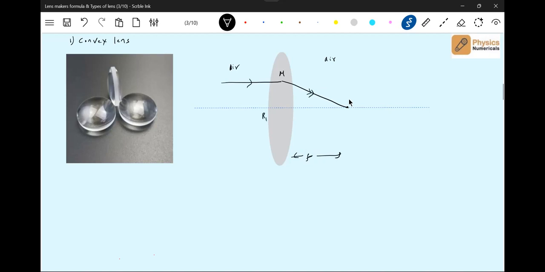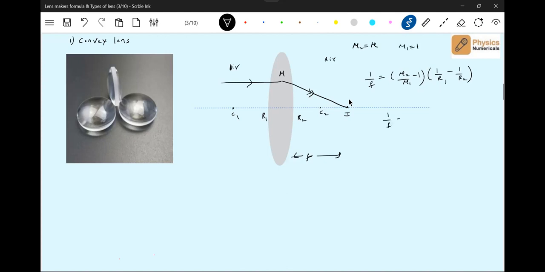The radii of curvature, let these be R1, R2. The centers of curvature of these will be C1 and C2. According to the lens maker formula, we have: mu2 by mu1 minus 1, times 1 by R1 minus 1 by R2. Here mu2 is mu and mu1 is 1.